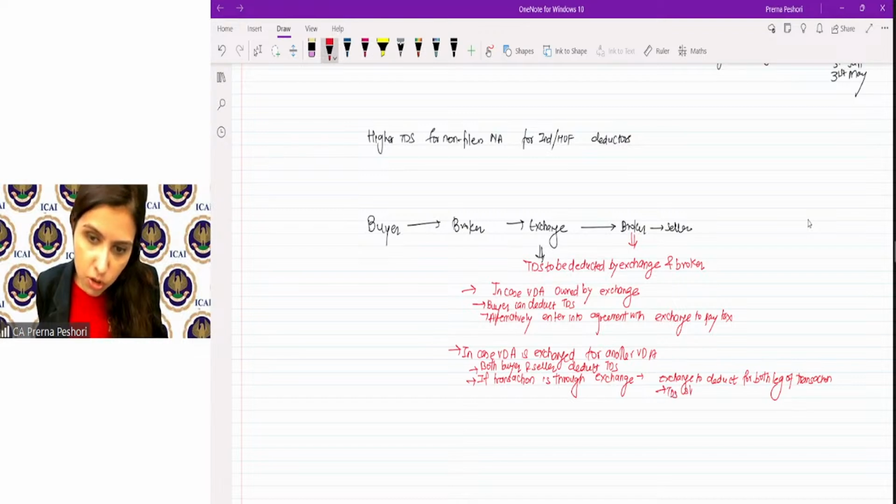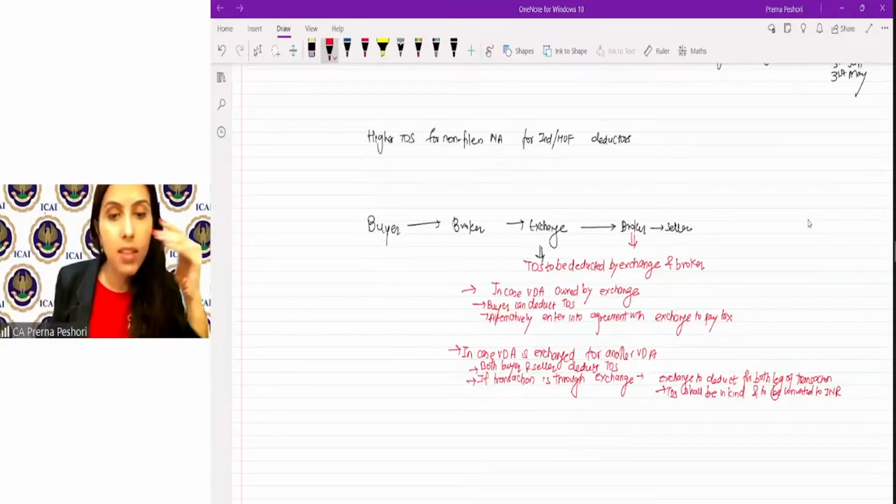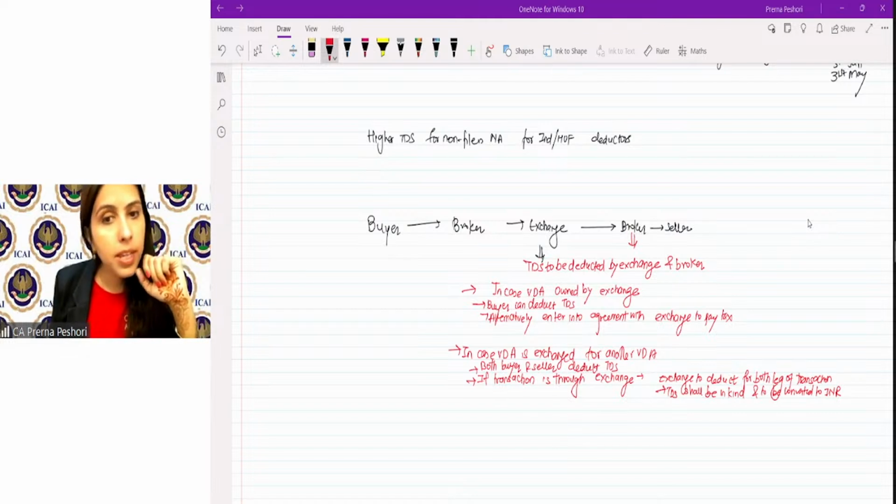This TDS shall be in kind and to be converted to INR. Are we clear? Okay, yes or no?